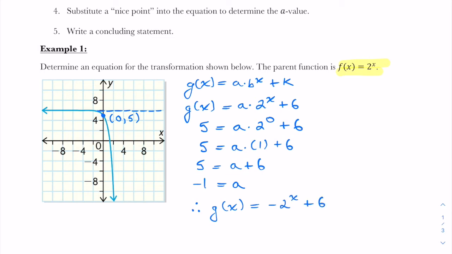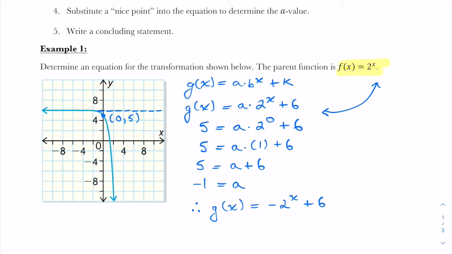And I just want you to ask yourself if it makes sense. We have an a value of -1. Recall, the parent function f of x equals 2 to the x should have a shape that looks something like this. That's the general shape of an exponential function with a base greater than 1. Look back at lesson 3 if you need a refresher.